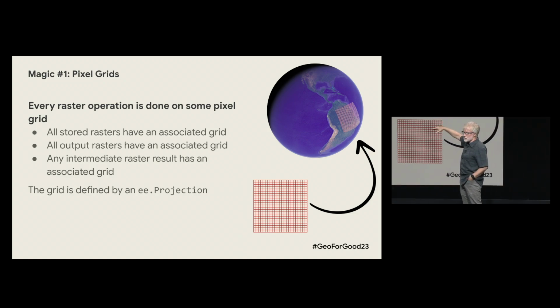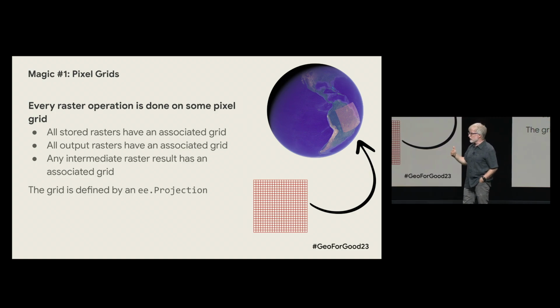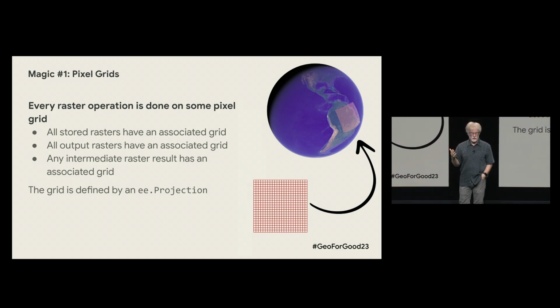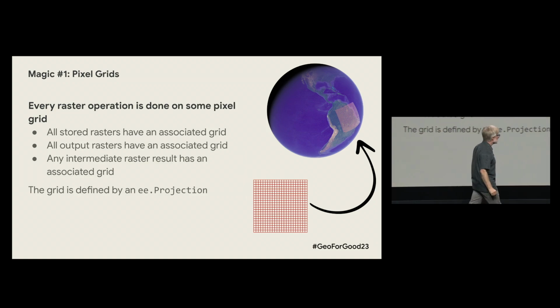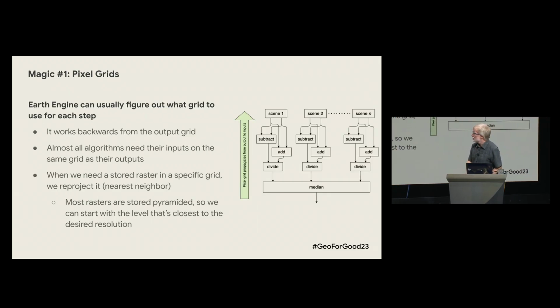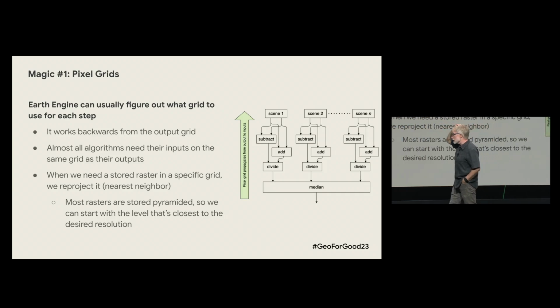Each of the rasters in between, in those intermediate results when Earth Engine is computing stuff, also has an associated projection. What makes Earth Engine great most of the time is that you don't have to specify each of the projections for each of the intermediate stages. Earth Engine figures that out automatically for you. That's kind of magical when it works. So here's something to give you some intuitions about how it's working.